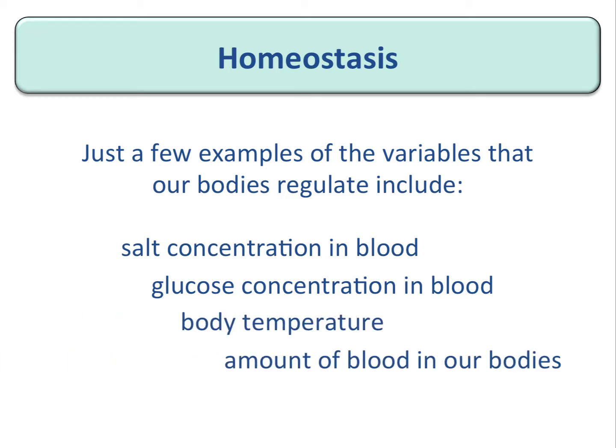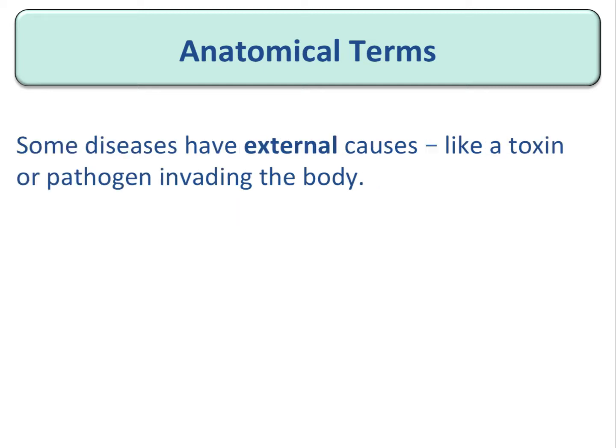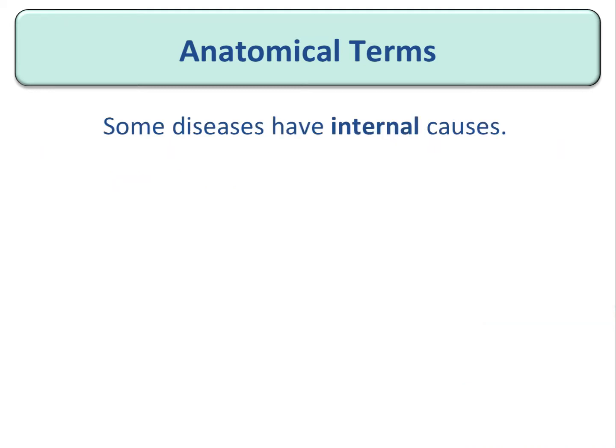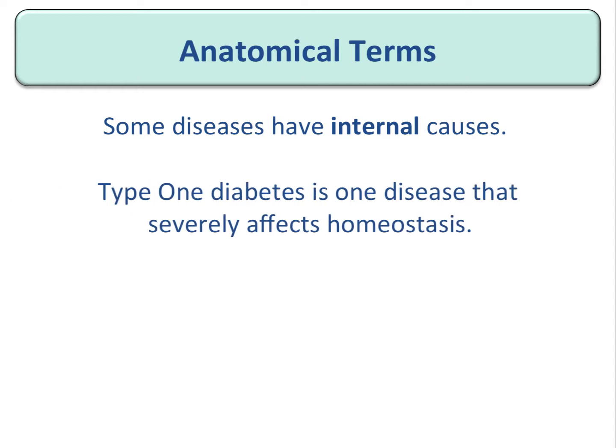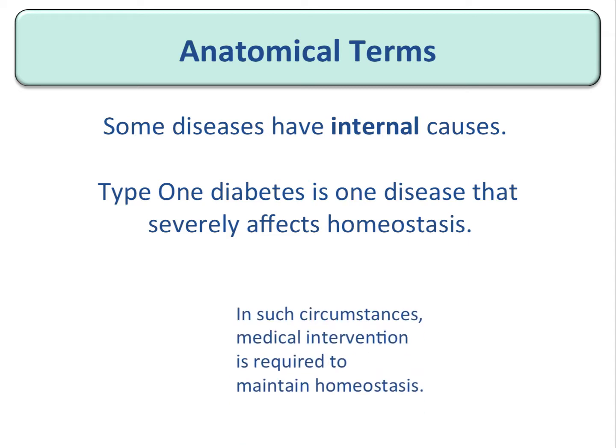Sometimes, though, our homeostatic mechanisms don't work correctly. This can lead to a homeostatic imbalance. Homeostatic imbalance can result in illness or disease. Some diseases have external causes, like a toxin or a pathogen invading the body. Flu bug, for example. Some diseases have internal causes. Type 1 diabetes is one disease that severely affects homeostasis. In such circumstances, medical intervention is required to maintain homeostasis.